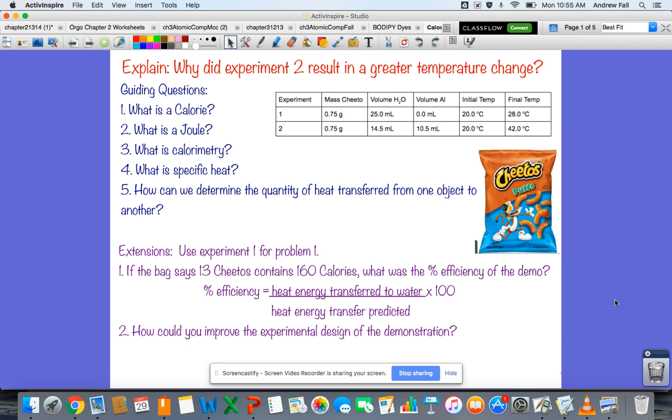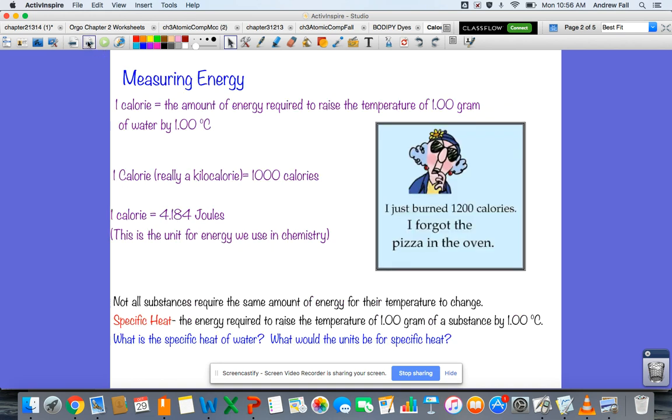So the goal of today's demo is to get you to figure out why this difference was there and answer a couple of guiding questions in the process. The first question I wanted you to answer was, what's a calorie? Then figure out what that means, figure out what a joule is, look up what calorimetry is, determine what specific heat is, and think about how we can determine the quantity of heat transferred from one object to another. Once you were done with that, I wanted you to figure out the efficiency of my experiment and any improvements that could be made, and clearly there were a few. So let's take a look at first measuring energy.